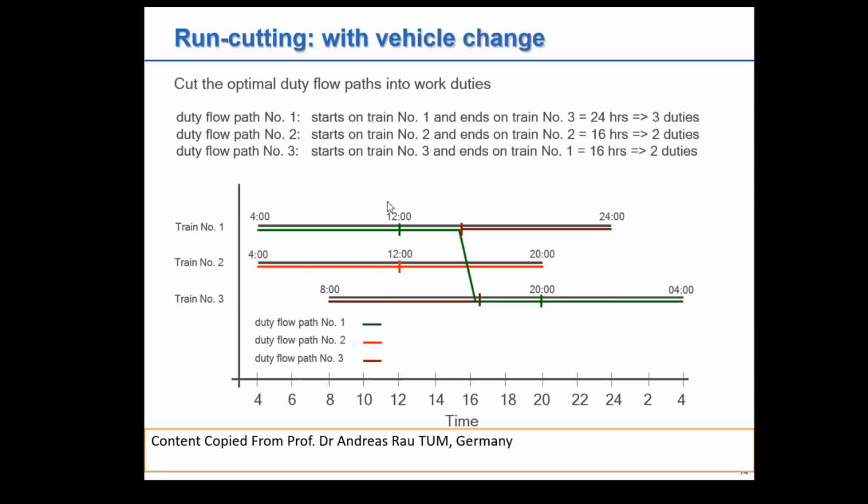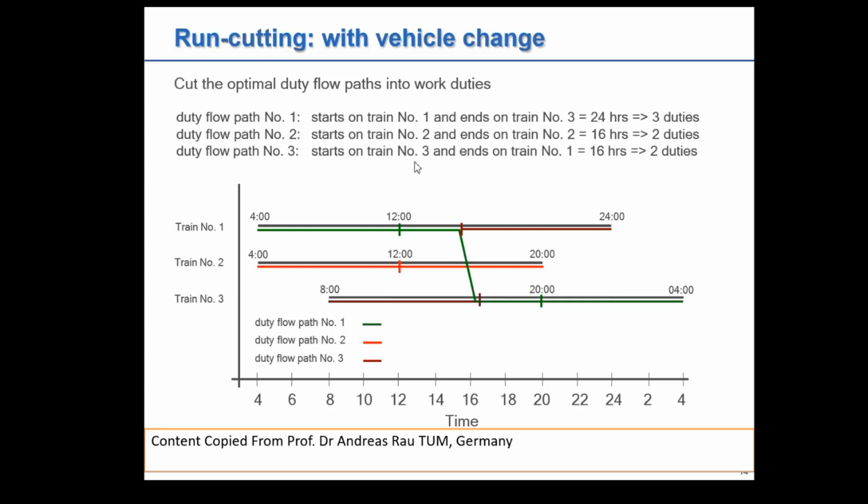As you can see here, we have the typical similarity among all those lines. So for example, if we start from duty flow of path one, the train starts at number one and ends at number three. So we will try to understand the most common hour. The first thing we need to understand is that train number one has a total working hour of 24 hours.